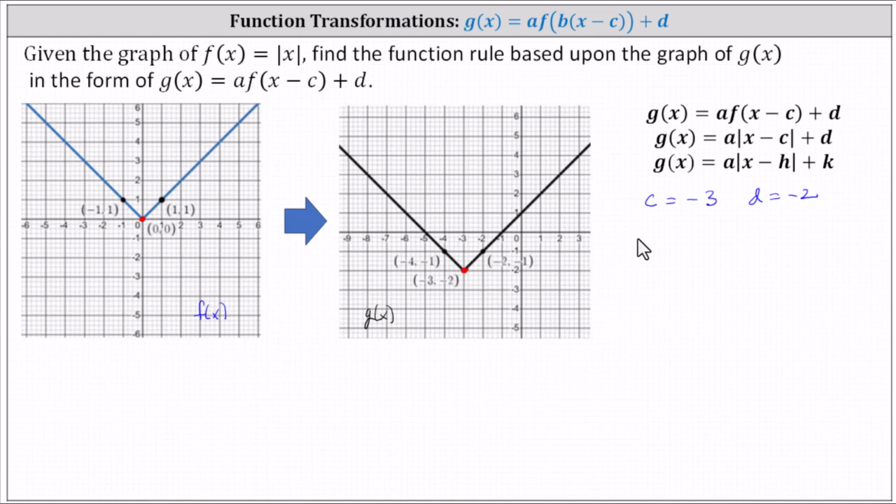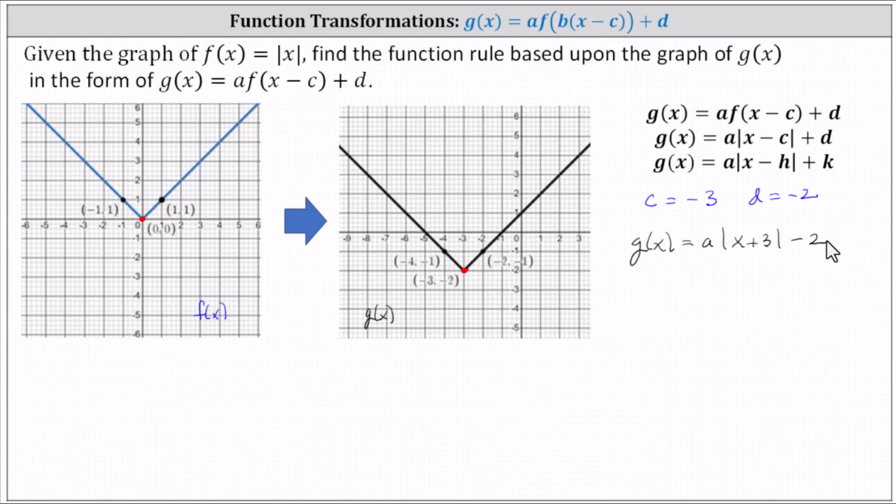We now know g of x must equal a times the absolute value of the quantity x minus -3, which simplifies to the quantity x plus 3, and then because d is -2, we have -2.